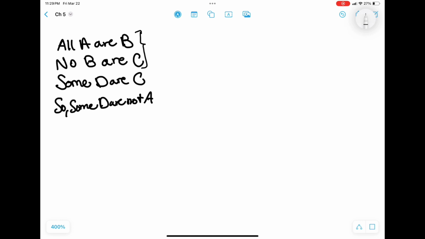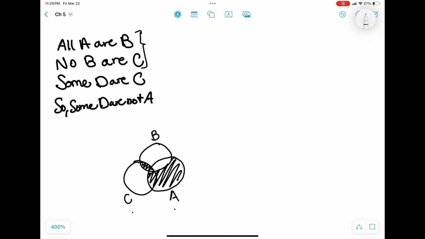So what follows from these two statements? In order to see what follows, let's use Venn diagrams. So let's diagram out these two premises and let's see what conclusion would follow. So let's put the middle term B on top. C is going to become the minor term, and A is going to become the major term. So all A are B means we fill in any A that's not a B. No B are C means we fill in the overlap between B and C.